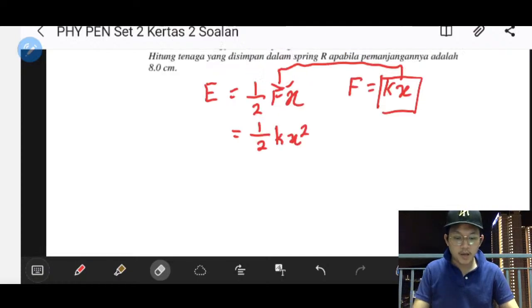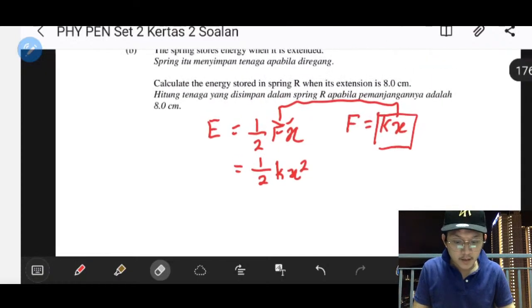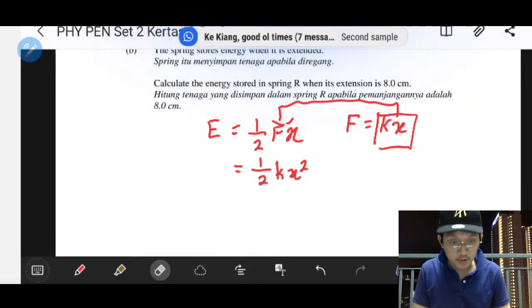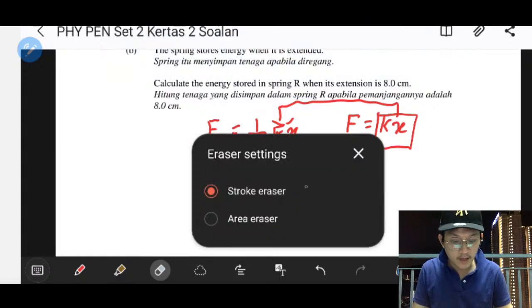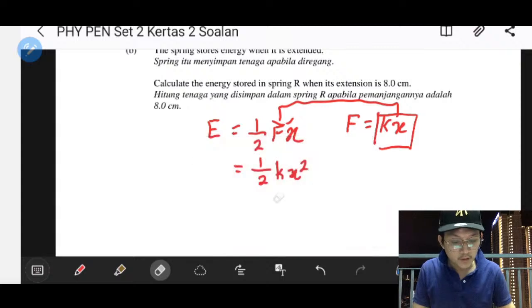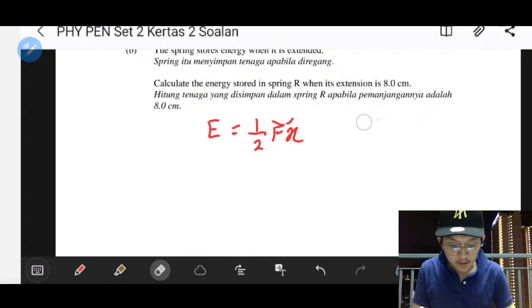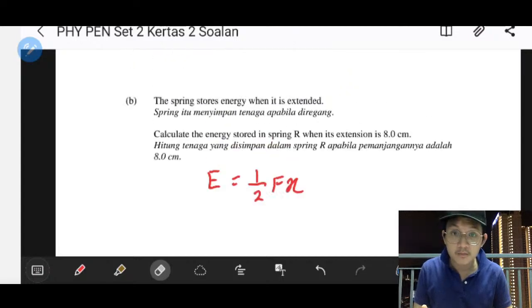Okay, so let's not talk too much about that. Hitung tenaga yang tersimpan dalam spring apabila pemanjangannya adalah 8.0 cm. Okay, we will use back this formula. E equals to half Fx. And then we will go back to the diagram tadi. Okay, remember it is talking about 8.